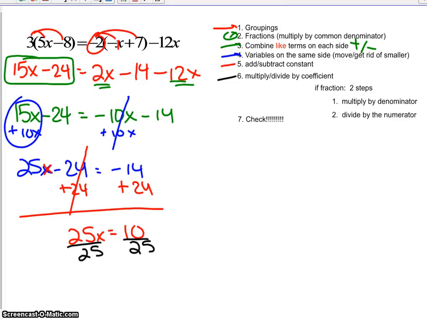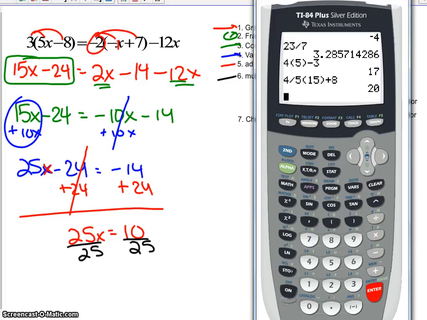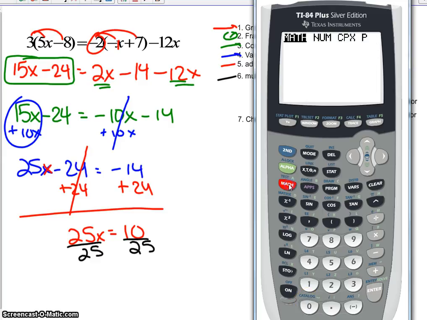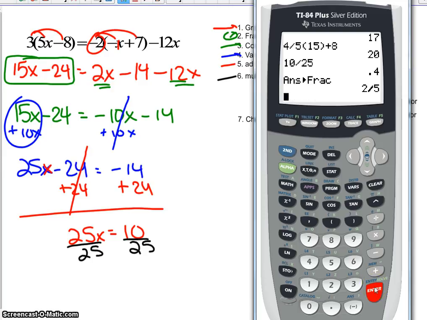Now, here's a quick trick. If I go in there and I take 10 divided by 25, enter, math, change it into a fraction, get 2/5. All right, good luck with this.